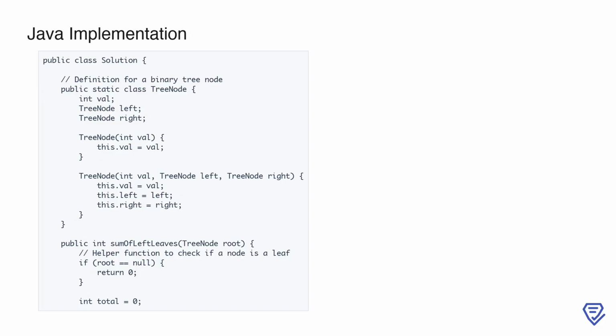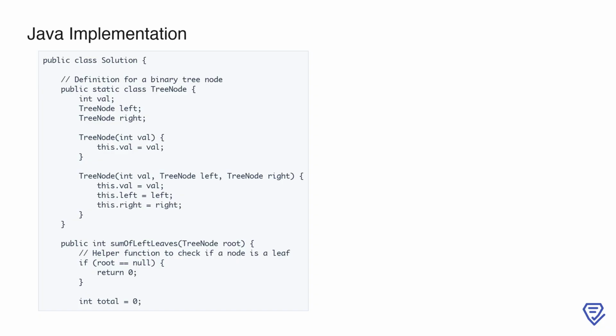Two constructors are provided, one initializes the node with just a value, and the other allows us to initialize it with a value as well as its left and right child nodes. Below this, we define the sum of left leaves method, which is responsible for calculating the sum of all left leaf nodes in the tree.